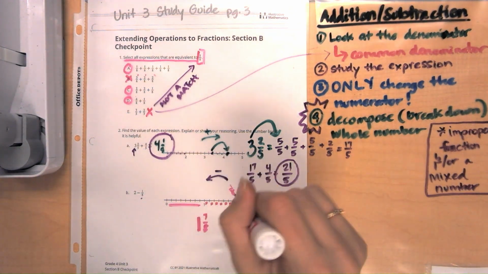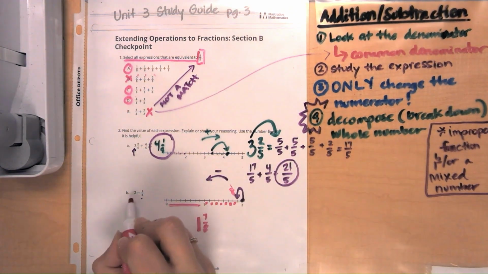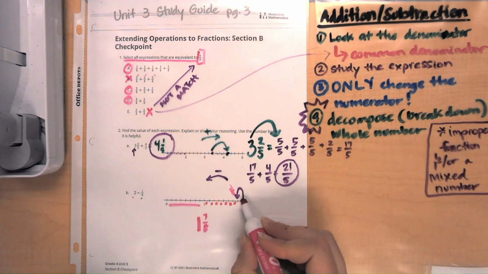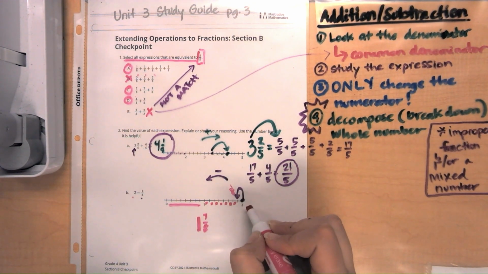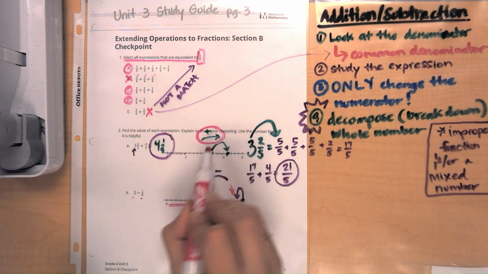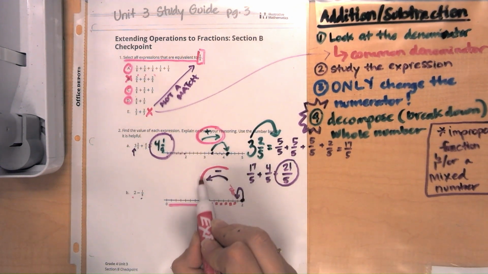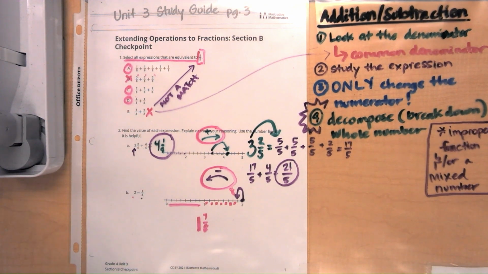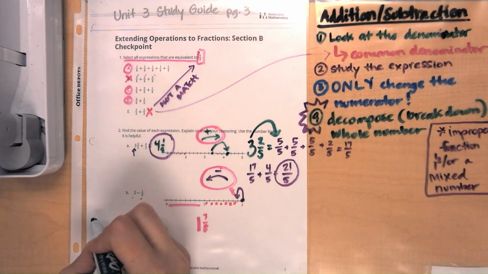When you're using a number line, just remember you're going to place your first number first, and then you're going to go up or down based on the operation. So right here, for addition, we're jumping this way. For subtraction, we're jumping this way. Now, for this here, you can also do this.